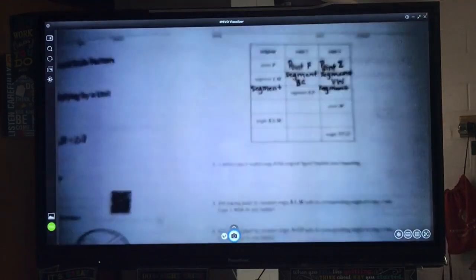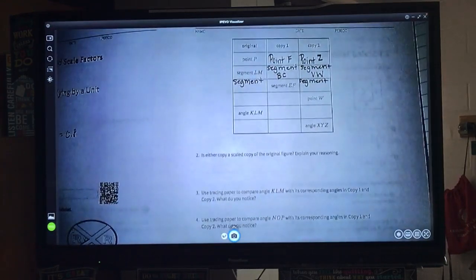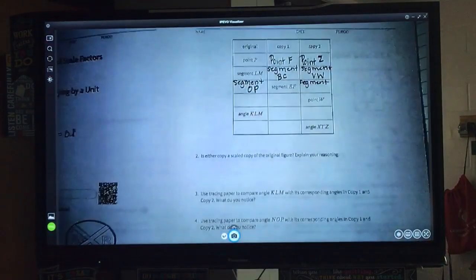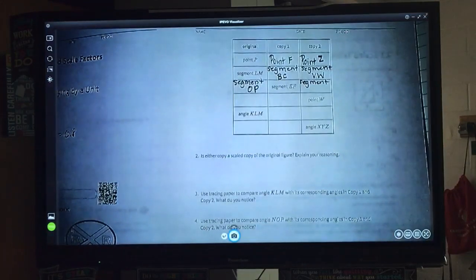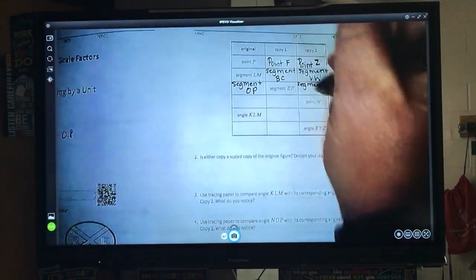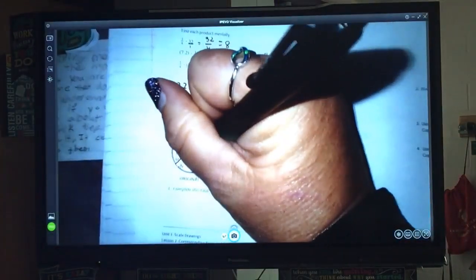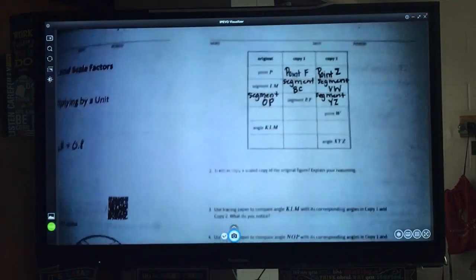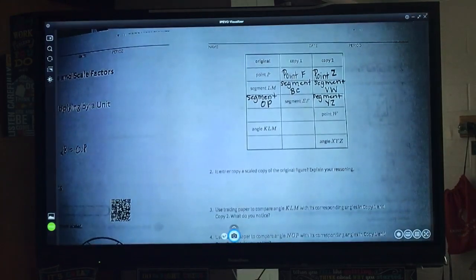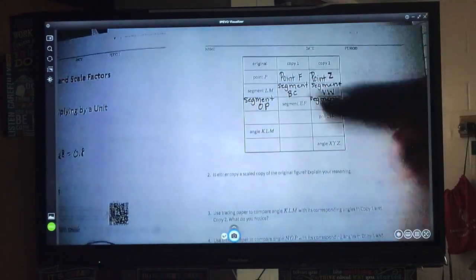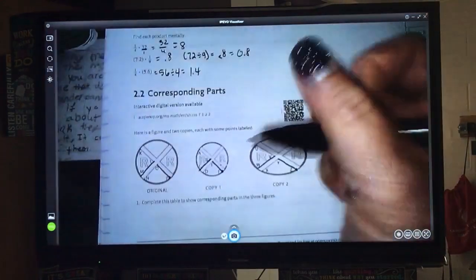Alright, so for our original, what is our line segment that matches that? For, and for the copy two? Alright, the next one, we're looking at copy two, we're looking for point W. I want you to go ahead and find and write in the table for the original and copy one. W is right here.